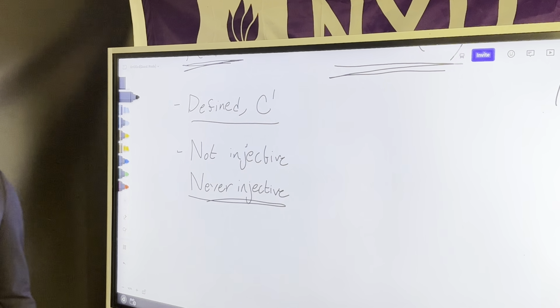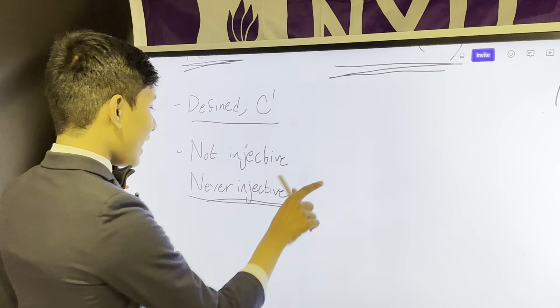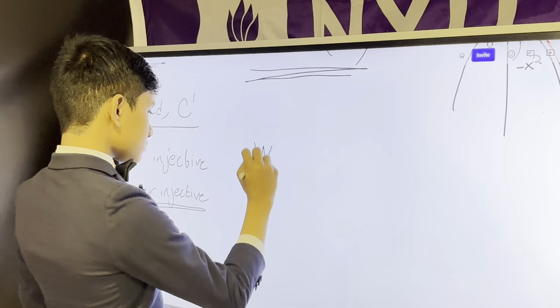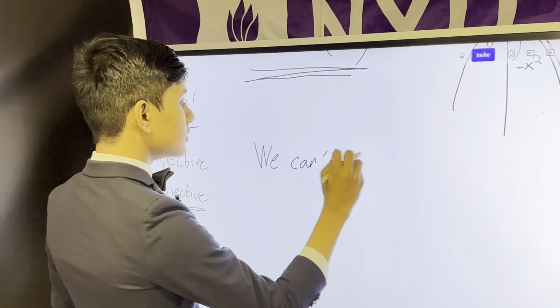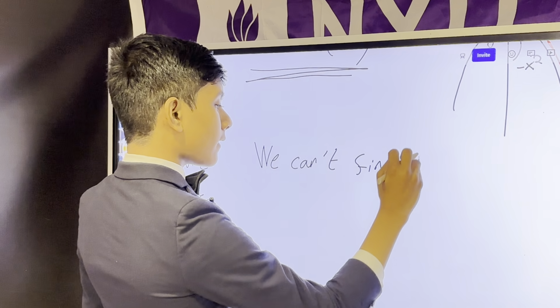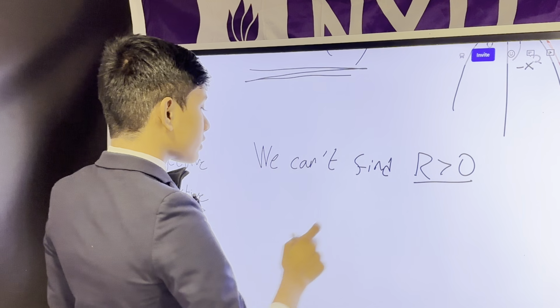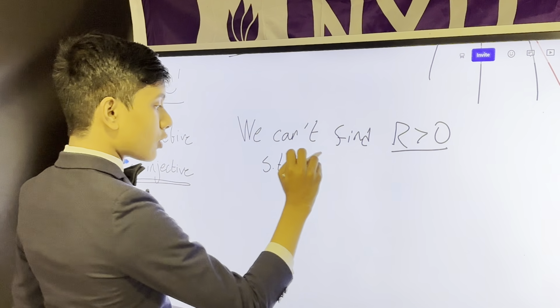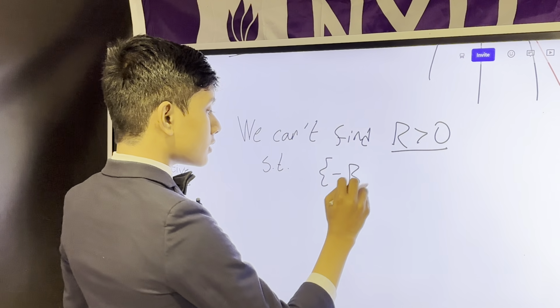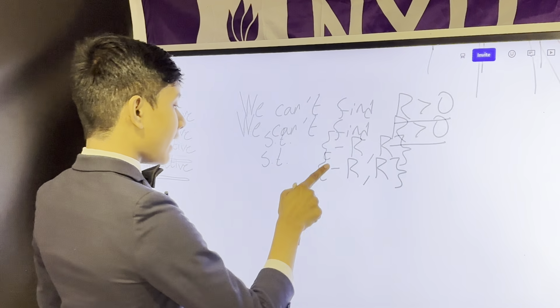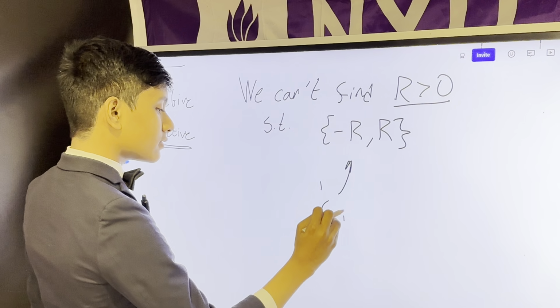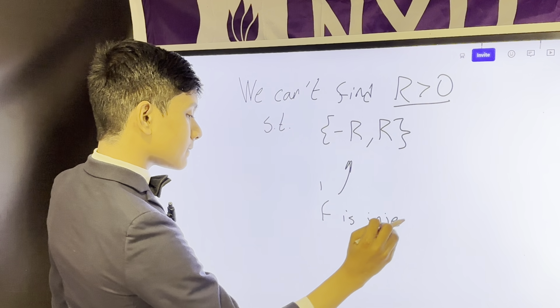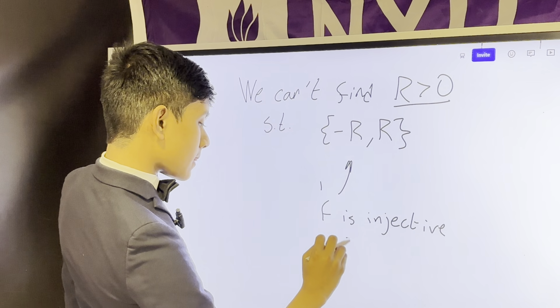And it's non-injective. What I mean by that is we can't find r greater than 0 such that on that epsilon neighborhood, minus r to r, f is injective over this.